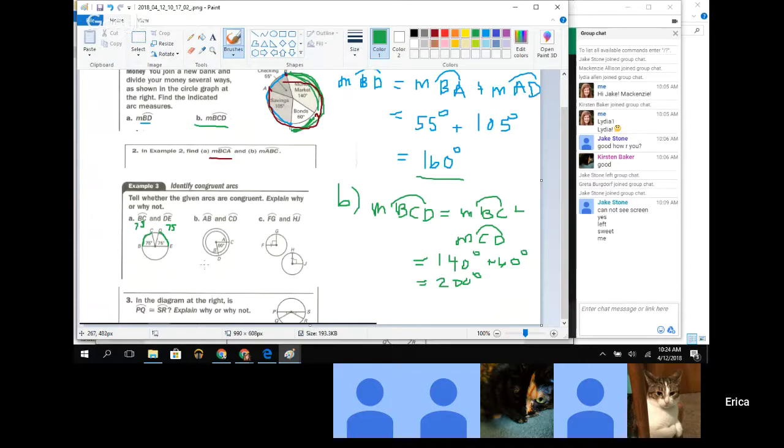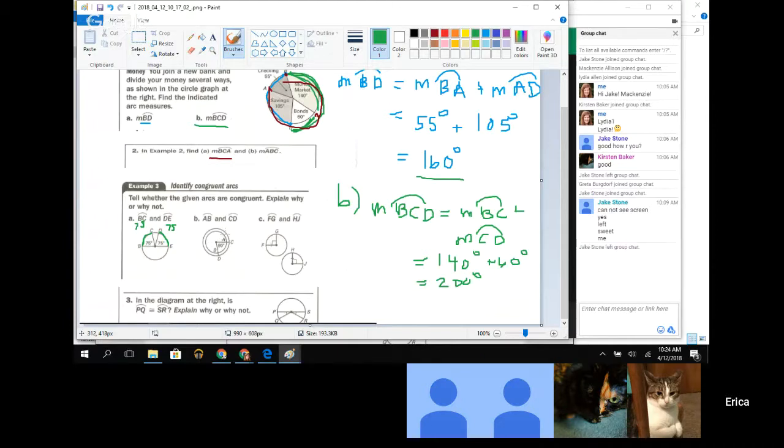All right, so what about part B? Part B, we get a little bit tricky here. Okay, so we have arc AB. AB is right here, and we have arc CD right here. CD is in blue and AB is in orange. What do you guys think? Are these guys congruent to each other?